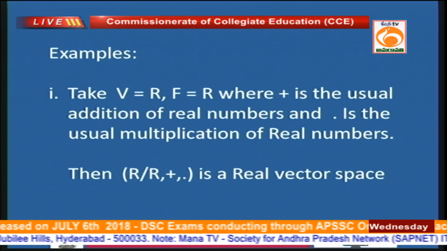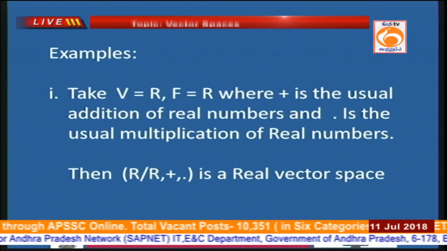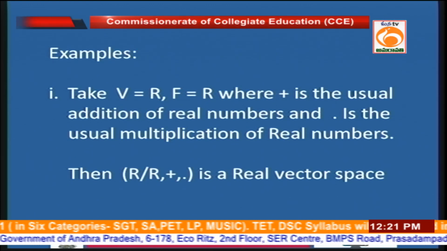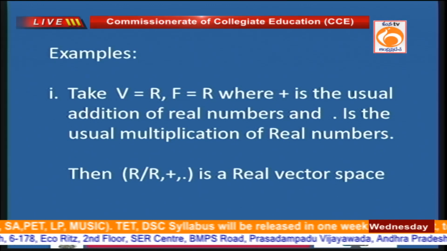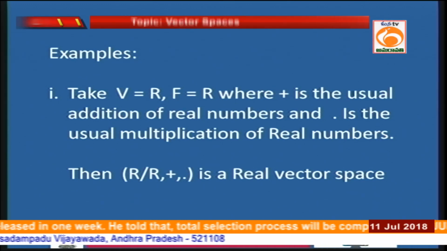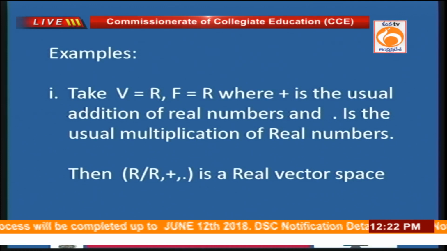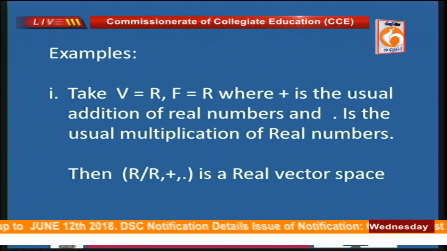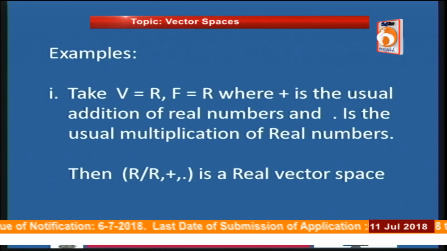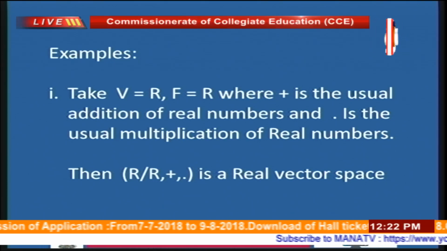So, take V as the set of real numbers and F is also the field of real numbers. Please note that I am taking both as the set of real numbers, where plus is the usual addition of real numbers and dot is the usual multiplication of real numbers. So, now observe that R over R with respect to this addition and multiplication is a real vector space. So, my dear students, is it easy to see? Is it easy to observe? So, let me explain.